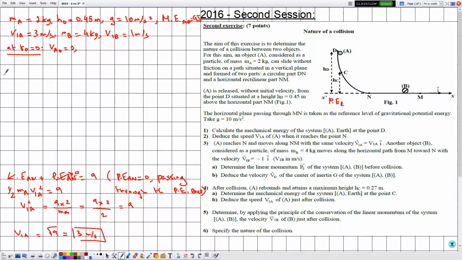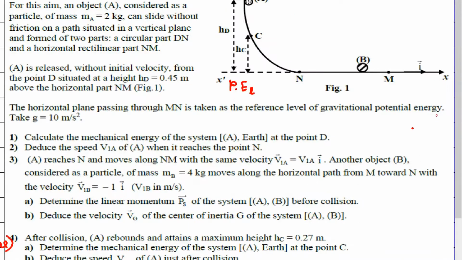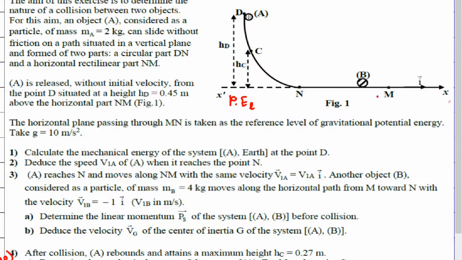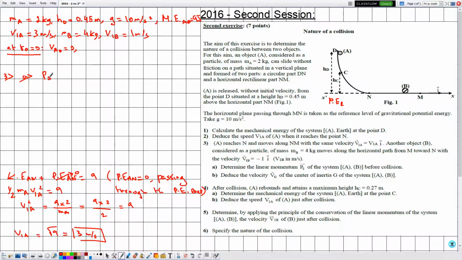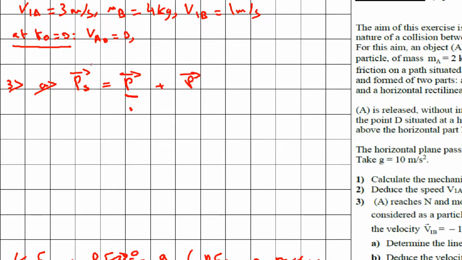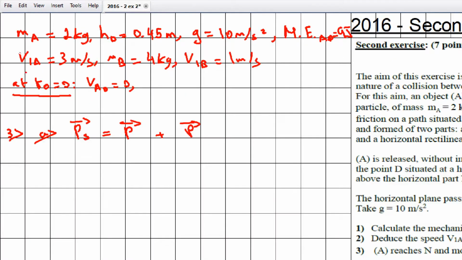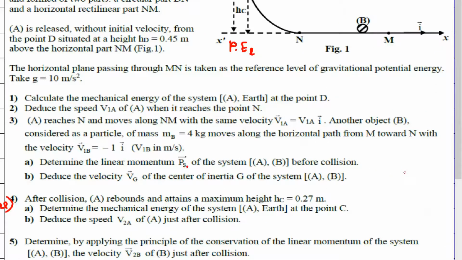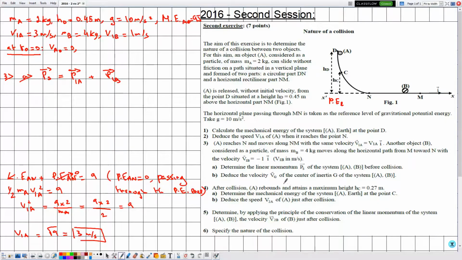Now we are in part 3A. They're asking us to determine the linear momentum P1 of the system AB before collision. So as A is moving from N to M and B is moving from M to N, yet they didn't collide, so we can determine the linear momentum of the system. And the linear momentum of the system is simply the linear momentum of the first object plus the linear momentum of the second object. Here, this is the linear momentum for A, and this is the linear momentum of B. And usually linear momenta carry the same indices as the speeds. So since this is 1A, then this will be 1A, the same labels. And this is 1B. And notice that in the question they are telling us to calculate P as a vector, so we need to calculate it in vector notation, no need to project.